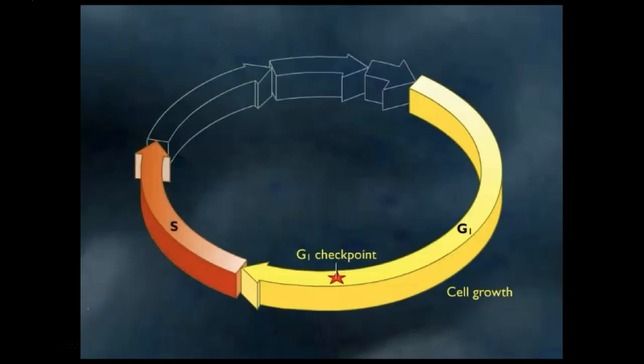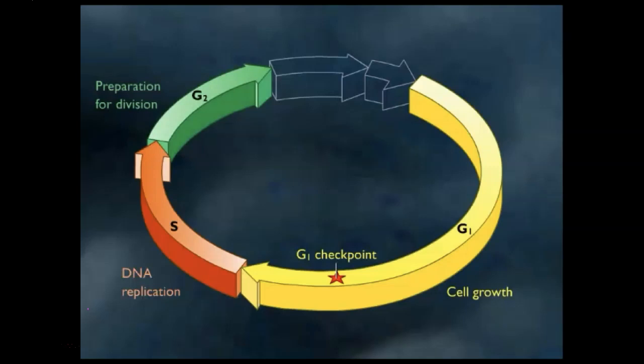When conditions in the cell are right, the G1 checkpoint will be passed and the cell will enter the synthesis S phase. During the S phase, DNA replication occurs so that future cells will each have a complete set of the genetic instructions in the DNA. After DNA replication is complete, cells enter the G2 phase, where they continue to grow and prepare for cell division. At a checkpoint in this phase, the success of DNA replication is assessed.